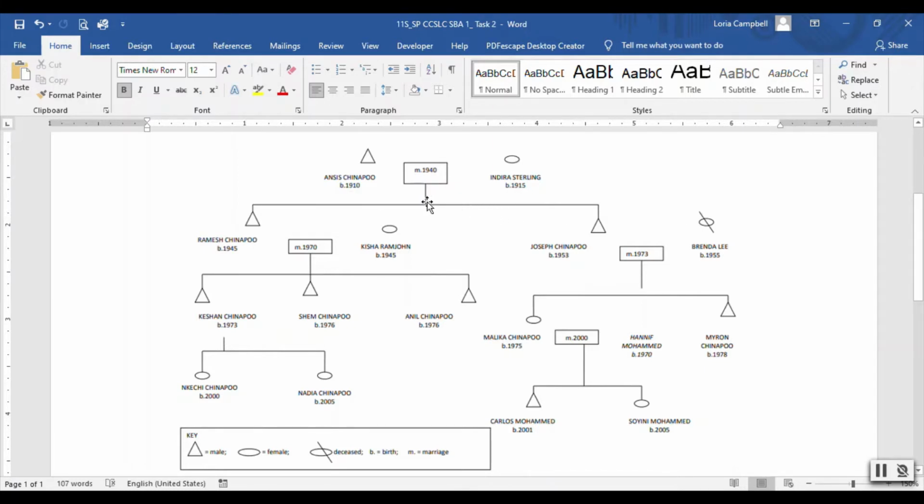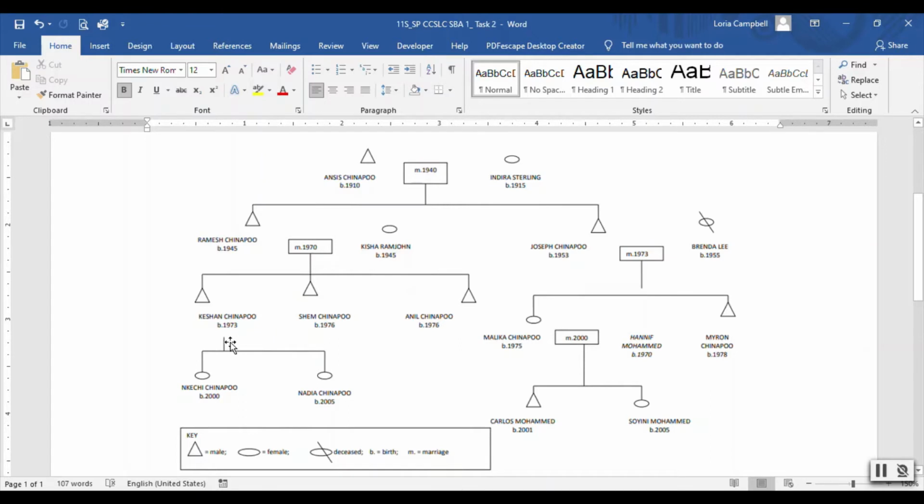So this line going down from between Ansis and Indira is showing their offspring. This line is attached to another line going across, horizontal, with two triangles attached to it, and the triangle again means what? Yes, male. So it means this couple had two children, Ramesh Shinapu and Joseph Shinapu. The same thing follows. Ramesh Shinapu here married Keisha Ramjan in 1972, and they too had children, 3 boys based on the 3 triangles here.